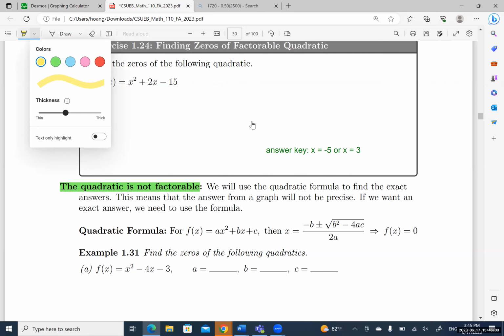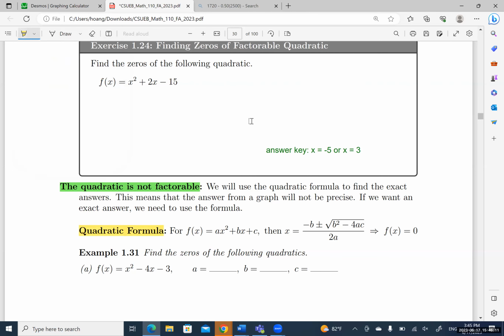the quadratic formula. The quadratic formula can apply to non-factorable cases and also to the factorable cases. So in both cases we can use the quadratic formula and still find zeros. The reason why for factorable cases we should use the zero factor property is that it's quicker, but this one always works.